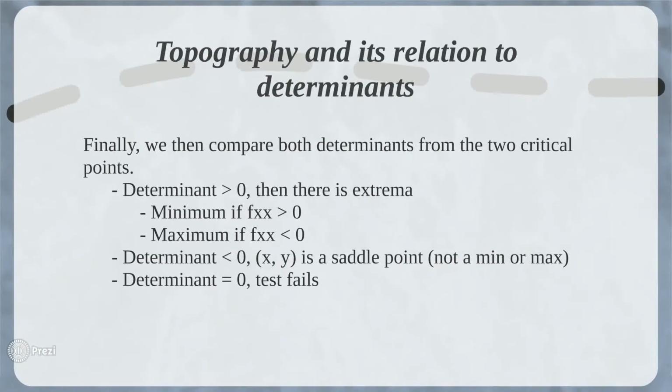Finally, we compare both determinants from the critical points. If the determinant is greater than 0, then there is an extremum. It is a minimum if fxx is greater than 0, and a maximum if fxx is less than 0. If the determinant is less than 0, then the critical point is a saddle point. It is neither a min nor a max. If the determinant is equal to 0, then the test fails.